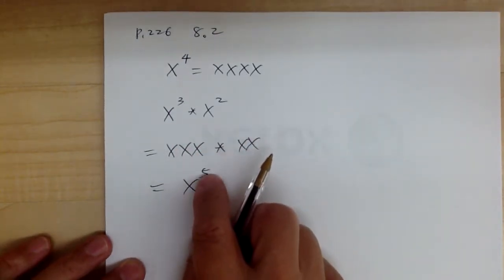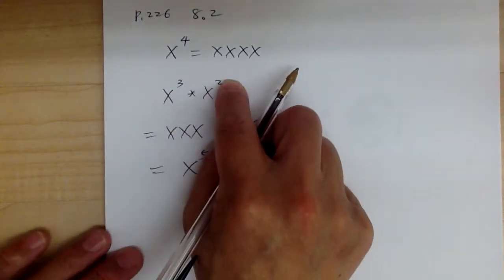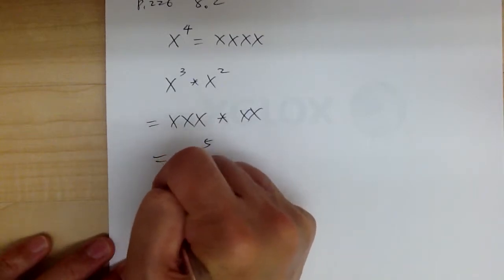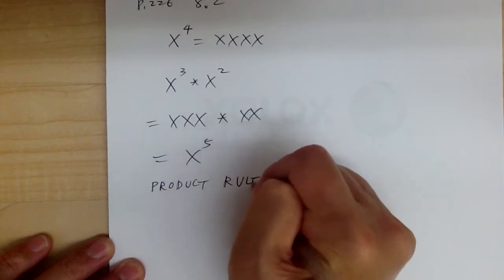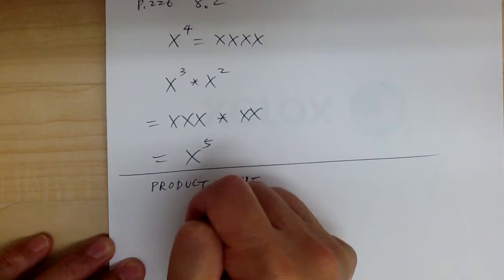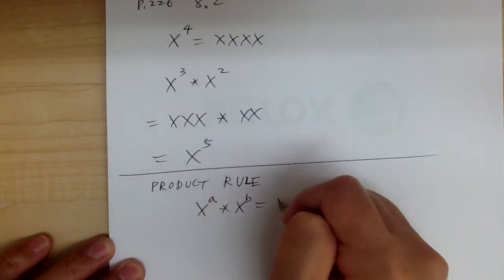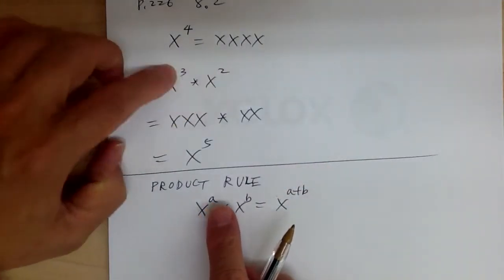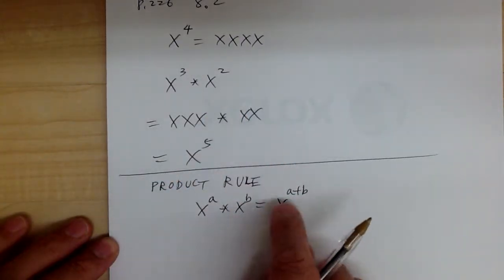So if you notice, this number is found by adding these together. This is called the product rule, okay? The product rule says that when you have x to the a times x to the b, this will equal x to the a plus b. Just like over here, right? The 3 and the 2, you add, you get a 5. So that's the rule for the first one.